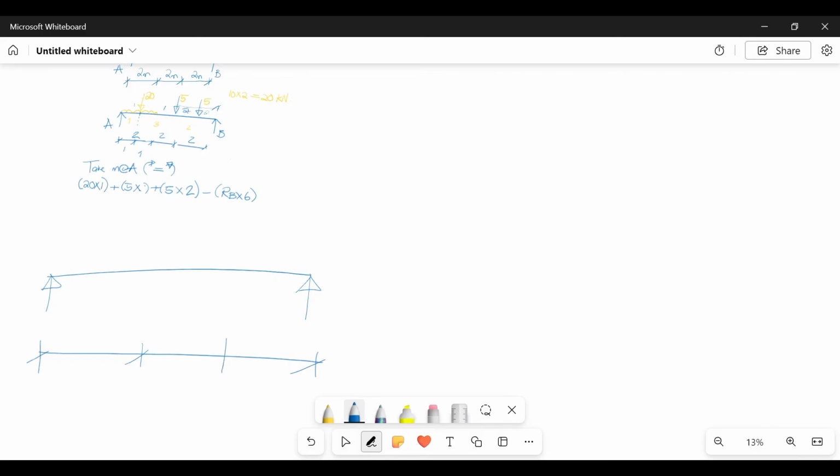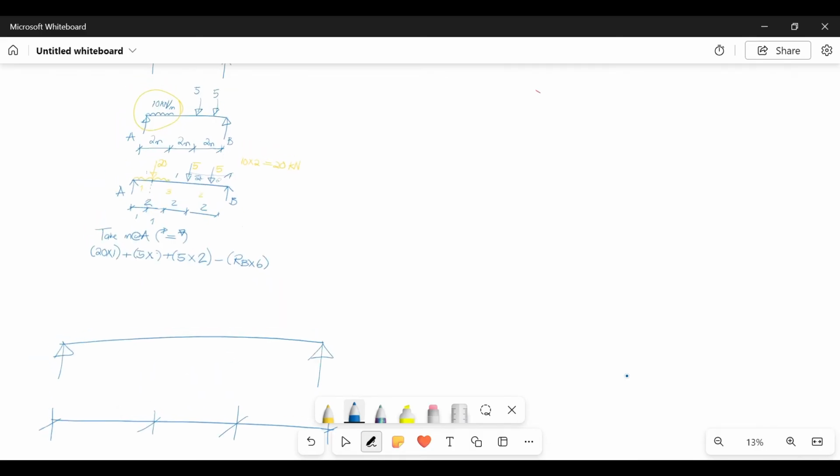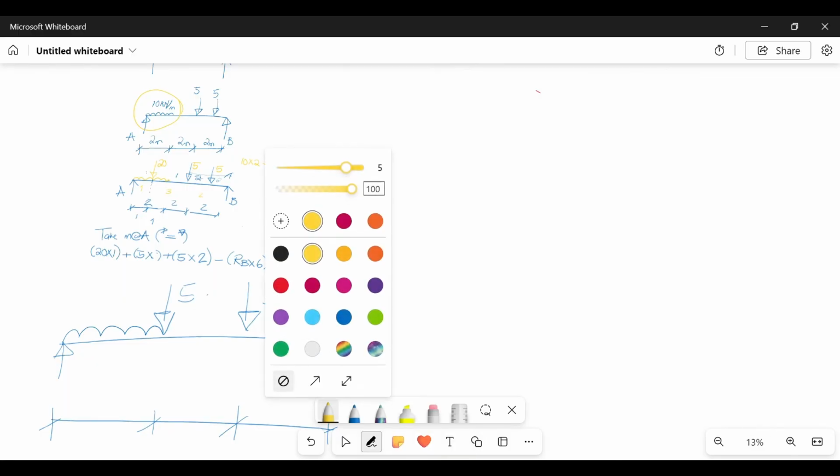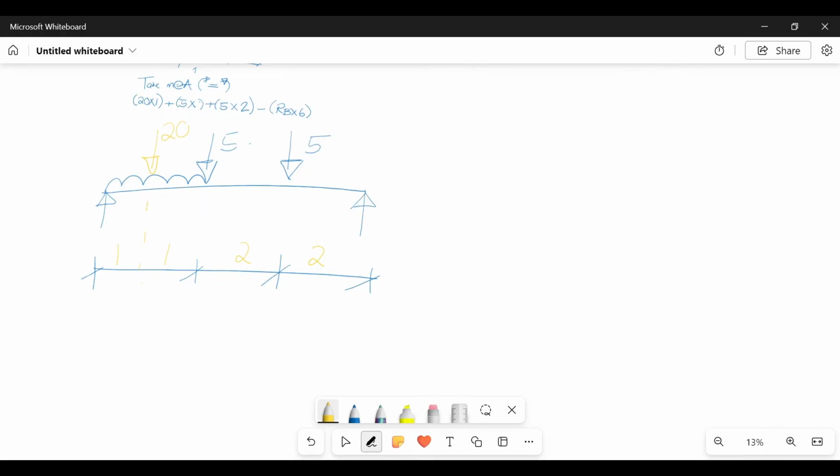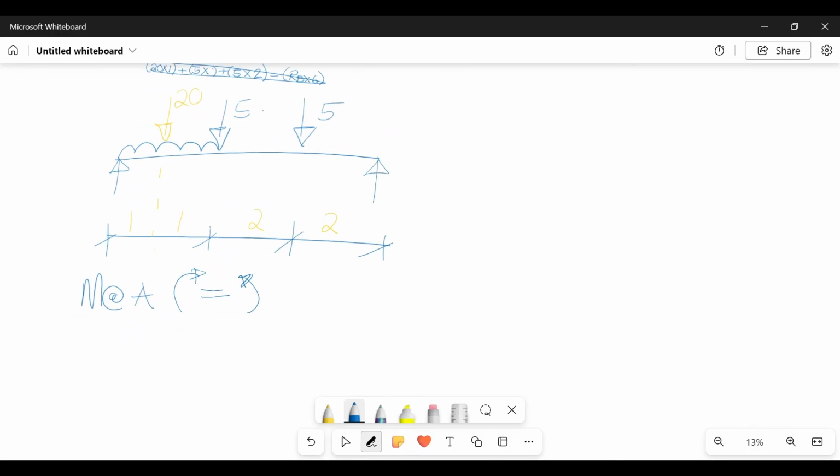So we have 2 meters, 2 meters, 2 meters. Then I had 5 kilonewtons here, 5 kilonewtons there, and then we had our UDL over here. I think the problem was that I spaced them a bit too wide. Then our UDL became that 20 there. So this was 1, 1, 2, 2. This makes more sense. Moments at A. Let's try this again and disregard whatever happened up there.